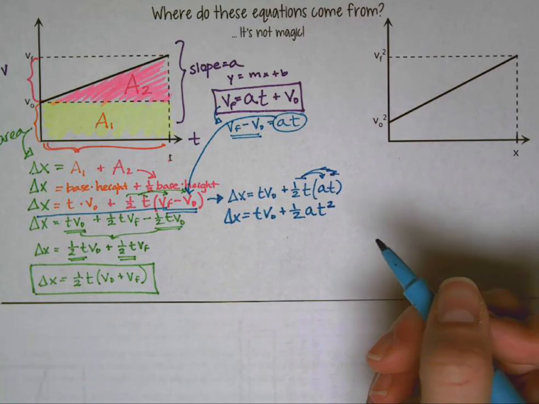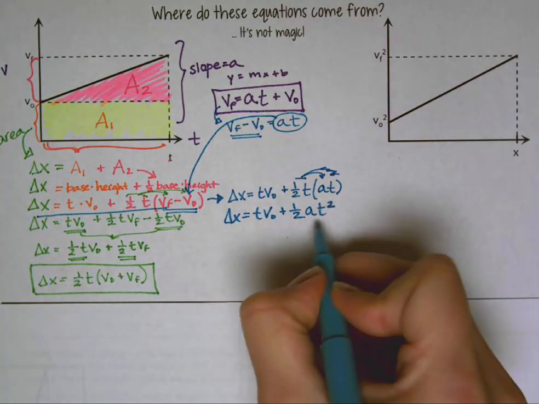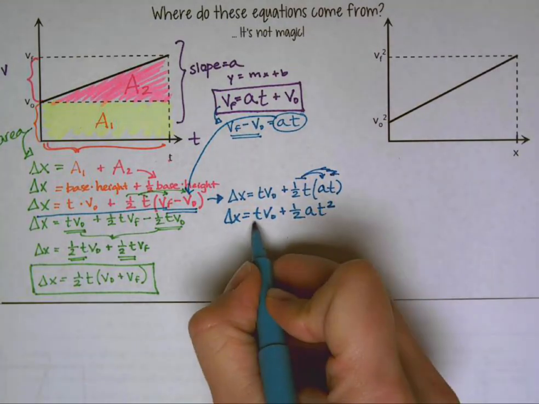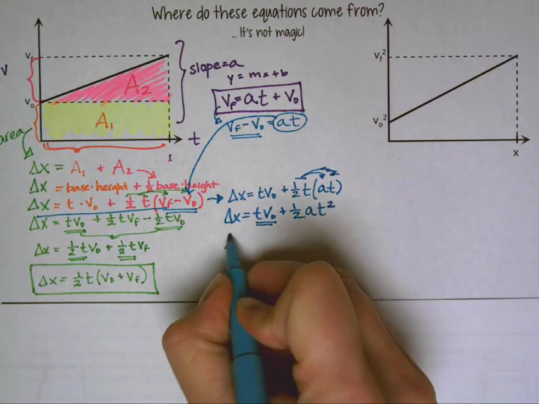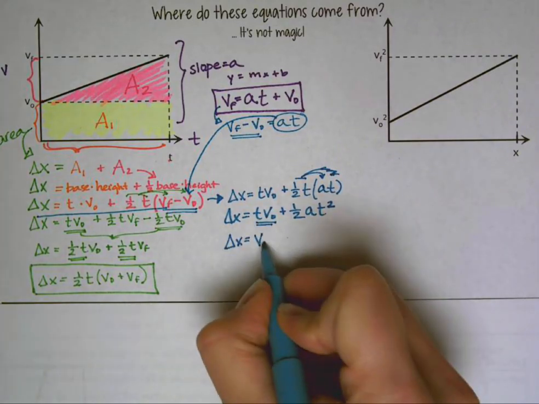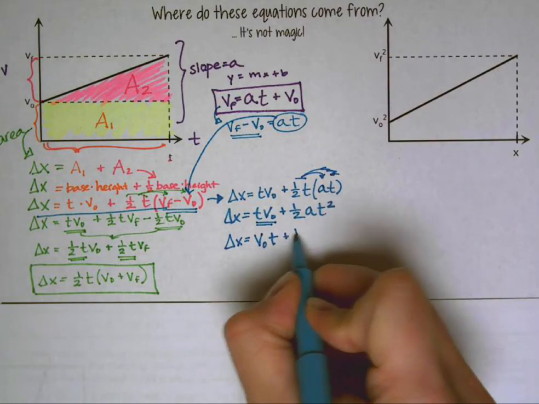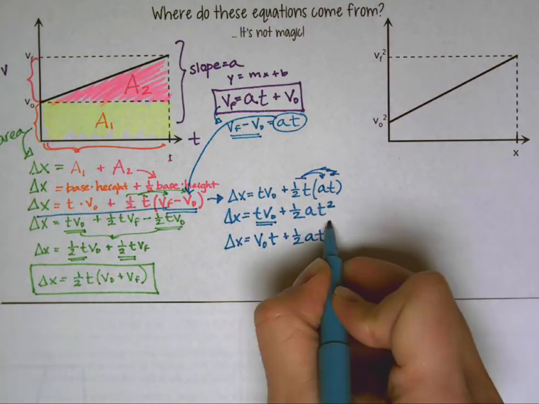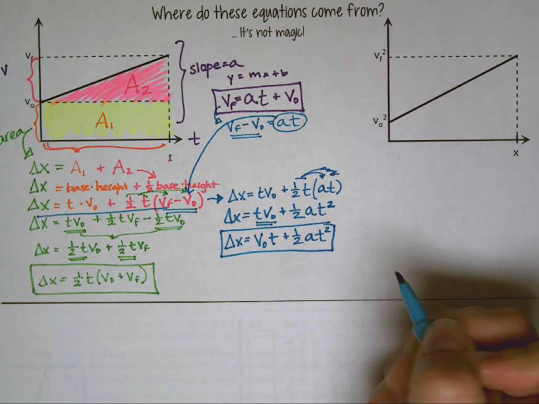That is another equation. Now we have displacement and acceleration related in some way. In general, this term is usually written the other way. It's usually written v naught t plus 1/2 a t squared. So just for form, we will rearrange that and write that down.